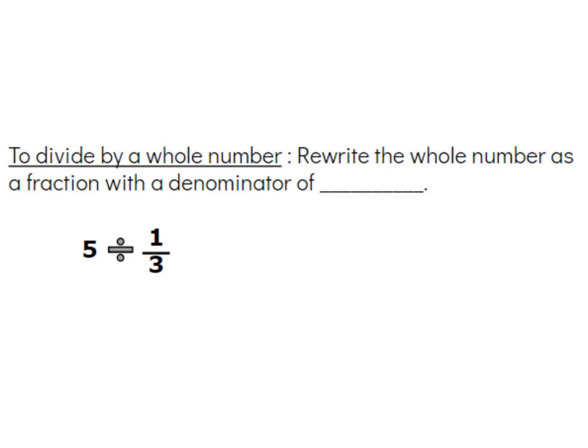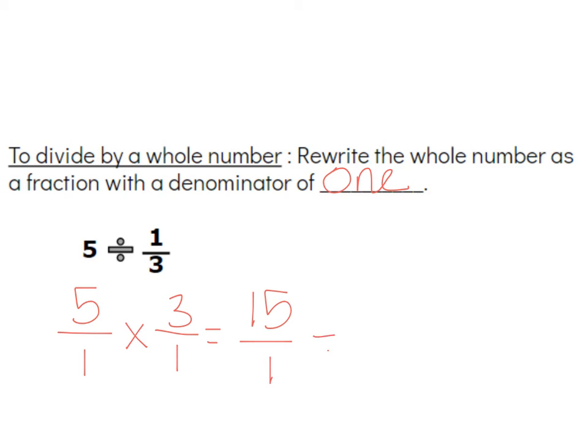Finally, we come to our last example. To divide by a whole number, we rewrite the whole number as a fraction with a denominator of 1. So 5 becomes 5/1. We change the division to multiplication, find the reciprocal of the second fraction, and I would get 15/1, or 15. Dividing fractions is easy. Just remember to keep, change, and flip.